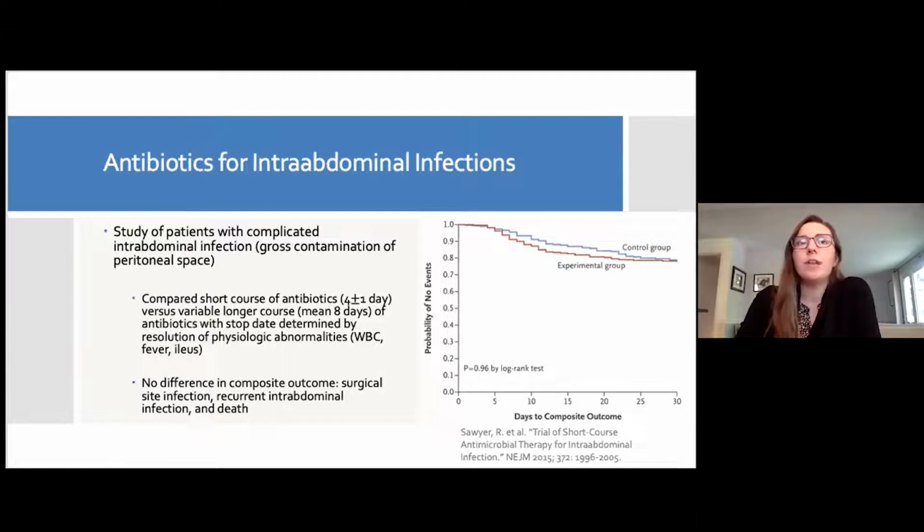Antibiotics and their use in intra-abdominal infections. So in a study that was done in 2015 and published in the New England Journal, they looked at patients with complicated intra-abdominal infections. This means gross contamination of the peritoneal space, just like our patient. They compared a short course of antibiotics that was defined as either 4 plus or minus 1 day versus a variable long course of antibiotics where the stop date was determined by resolution of physiologic abnormalities, including leukocytosis, fever, and ileus. And they showed that there was no difference in the composite outcome, which was a combination of surgical site infection, recurrent intra-abdominal infection, and death.